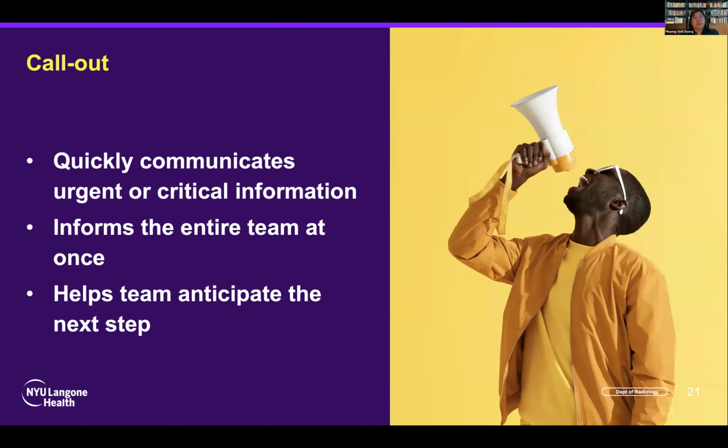And then there's the call out, which is a way of quickly communicating critical information, especially in an emergency situation, and it informs the entire team at the same time and helps the team anticipate the next step. So, for example, if you had a patient with a contrast reaction, and now you see that patient is more short of breath, you might want to say, hey, this patient is becoming more short of breath, so I'm going to give them epinephrine. So you take out the epinephrine and give it to them, and that prevents somebody else from doing the same thing, and gives people critical information that you're giving them a drug.